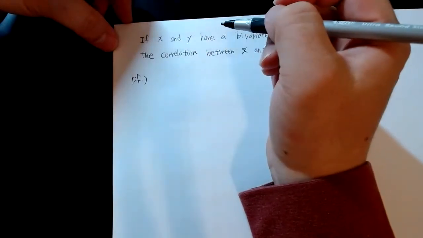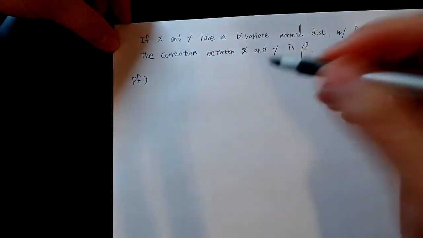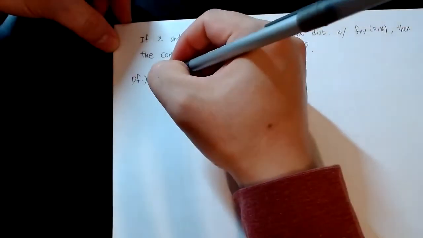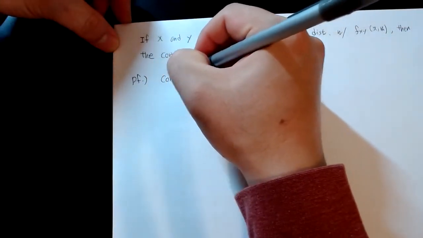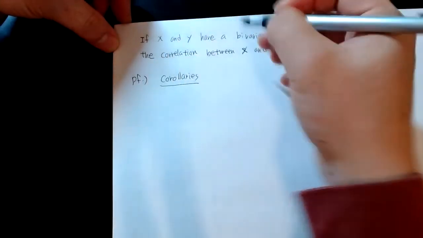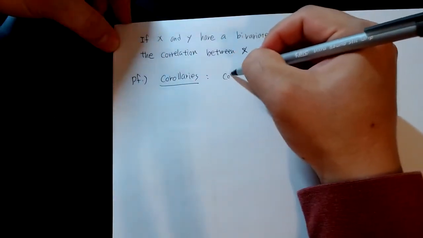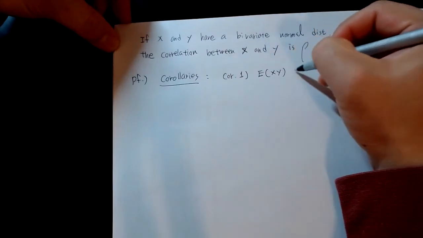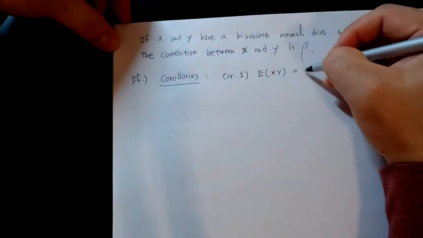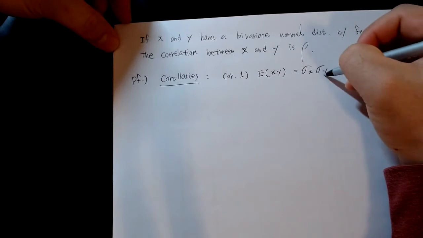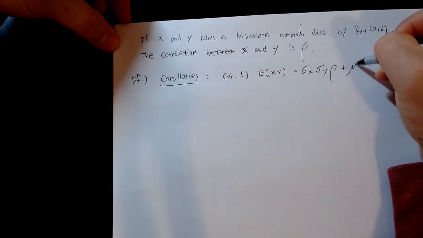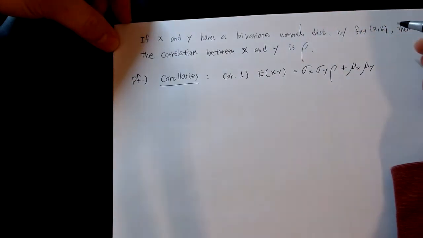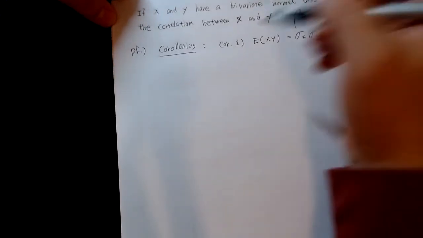First, I'm going to introduce two corollaries. The first corollary is that the expected value of XY is equal to sigma_x sigma_y rho plus mu_x mu_y. Okay, so here is the proof.